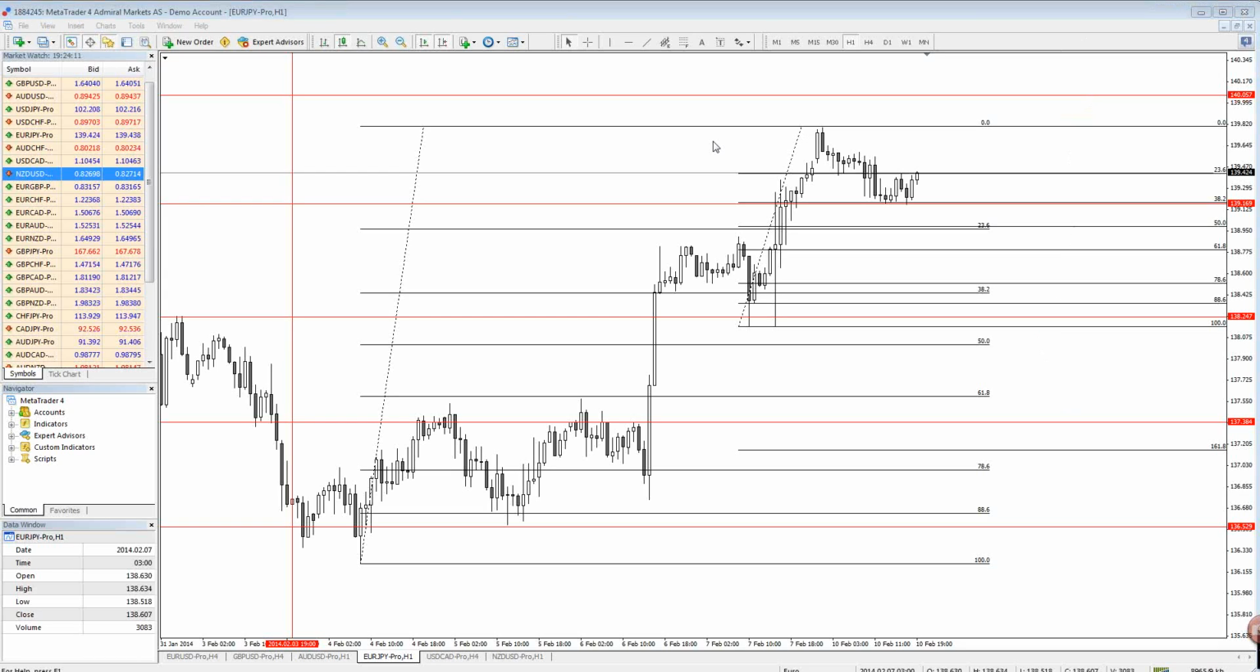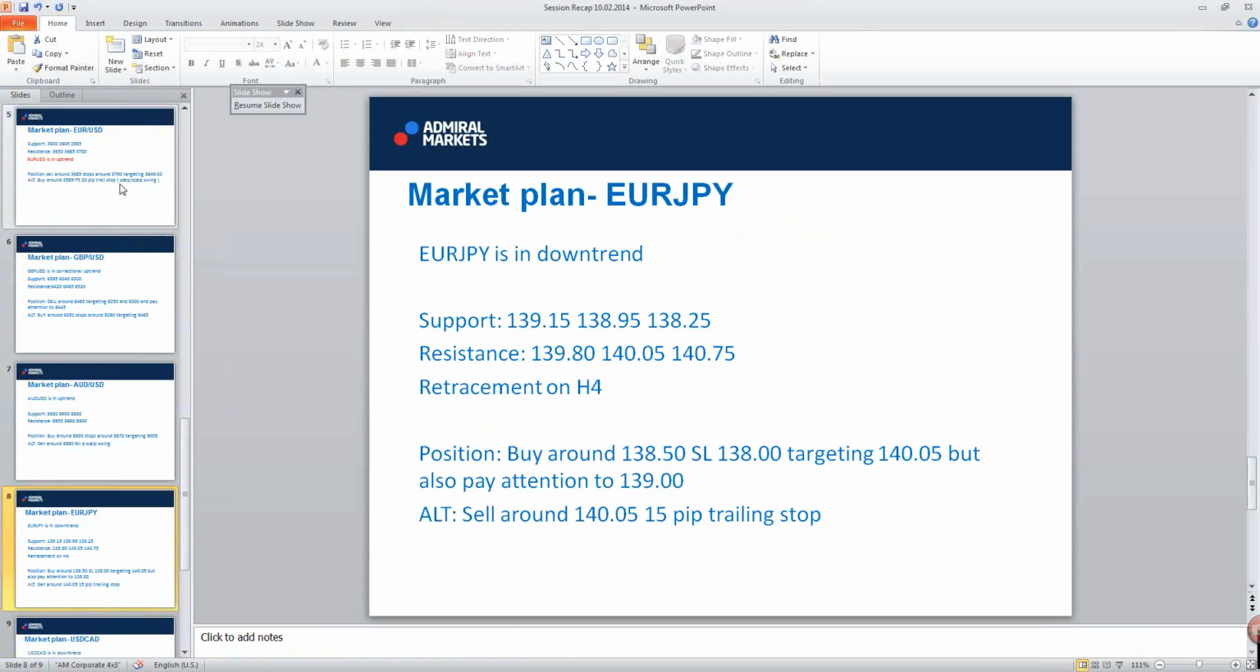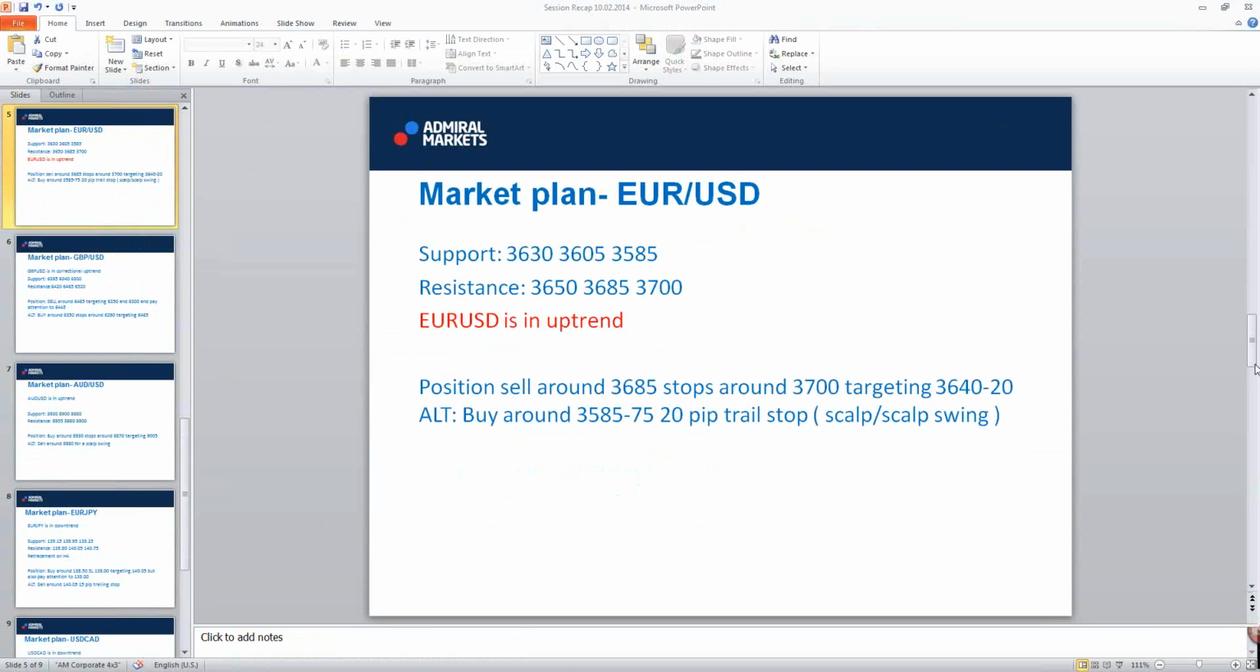Now I will give you a quick summary of possible setups. Memorize it, write it down, and use it to your advantage. I hope that you will make good pips with those setups.